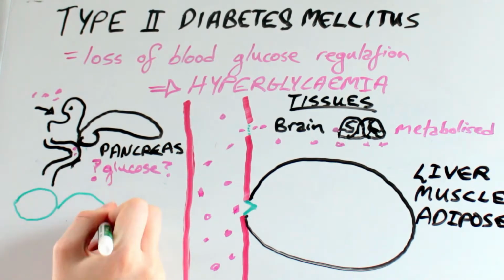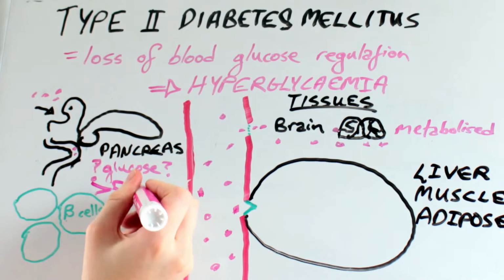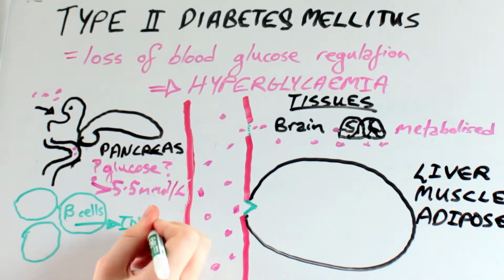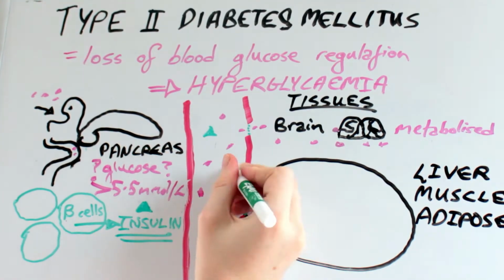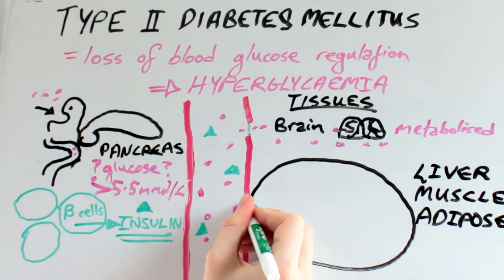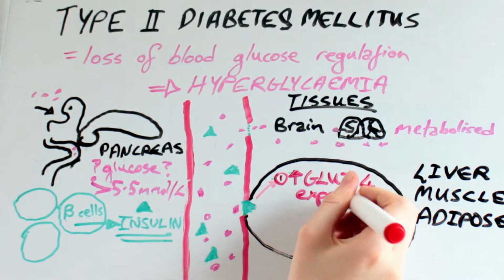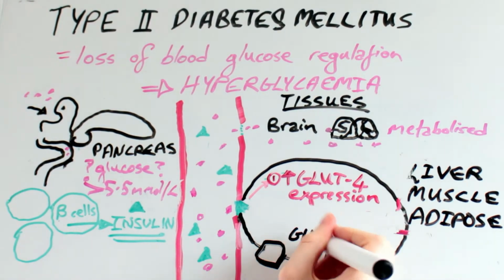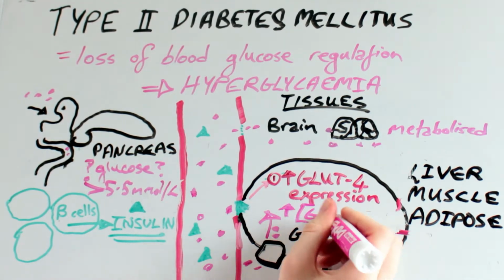In the pancreas, beta cells respond to blood glucose levels greater than 5.5 by releasing the hormone insulin. So once this enters the blood, it can bind to specific insulin receptors on cells within insulin-dependent tissue. One of the major effects is increased expression of GLUT4 glucose receptors. This allows increased glucose uptake from the bloodstream.